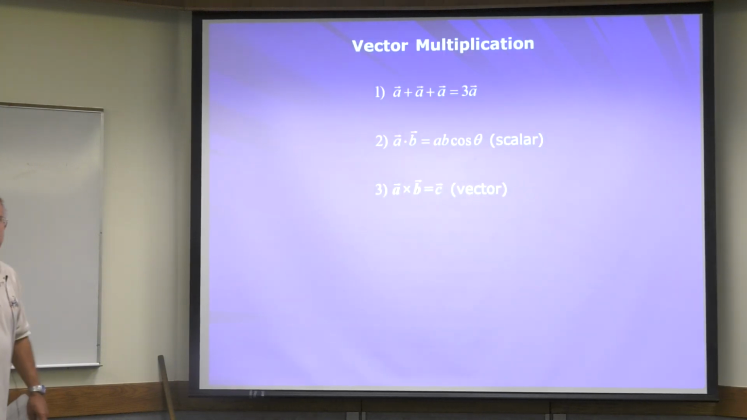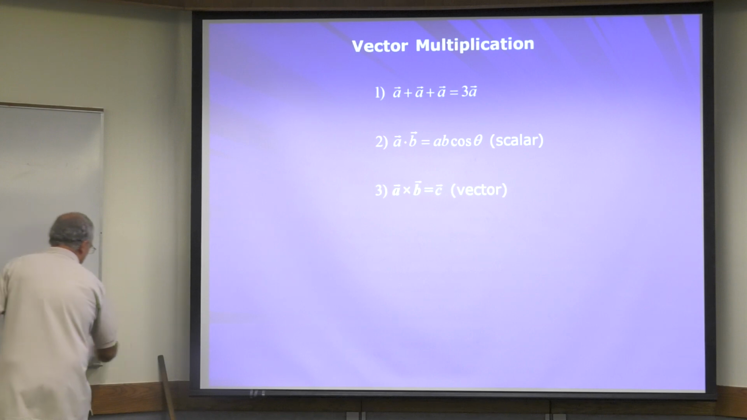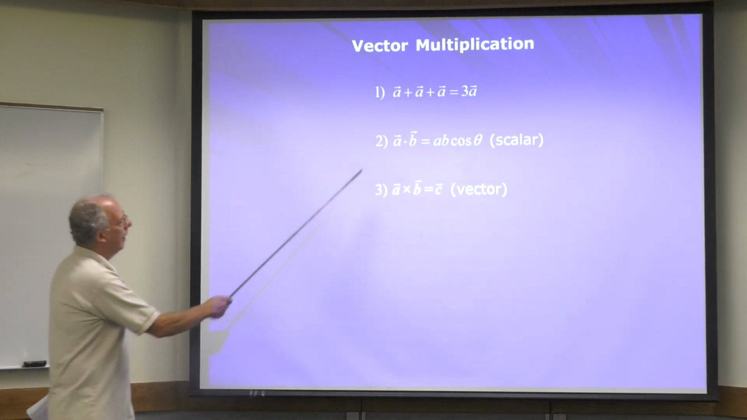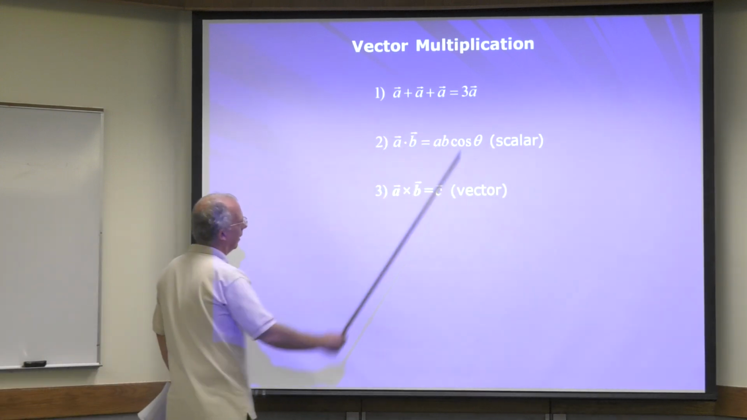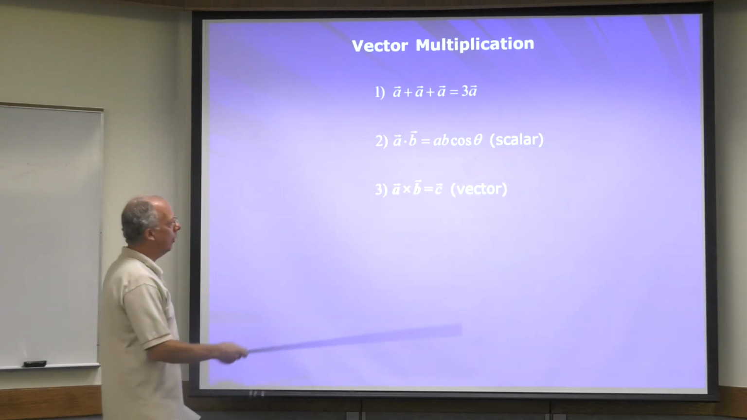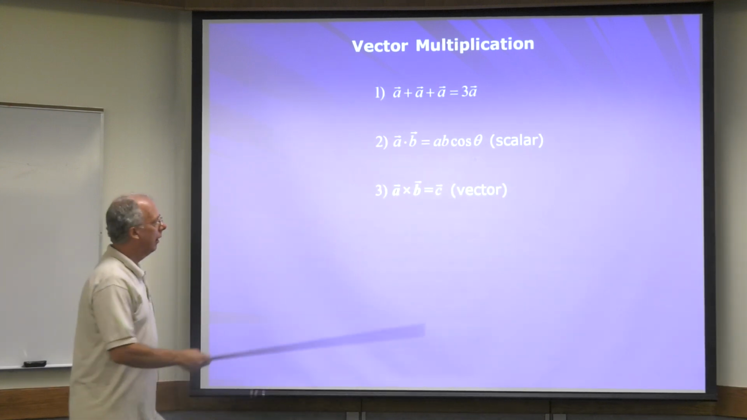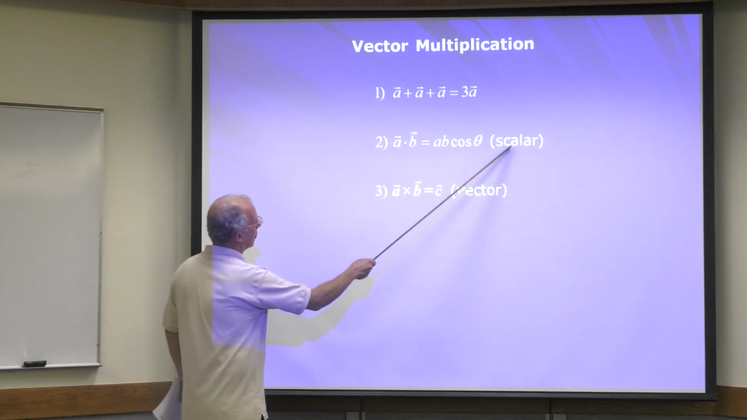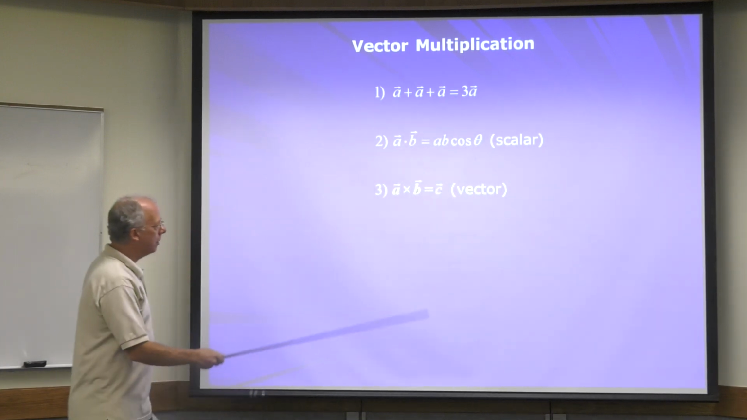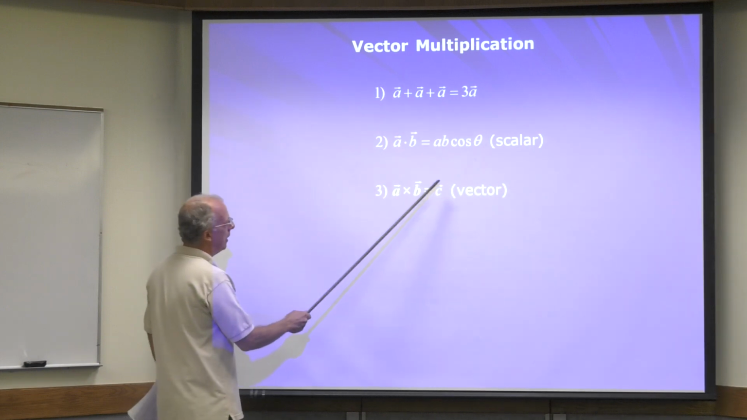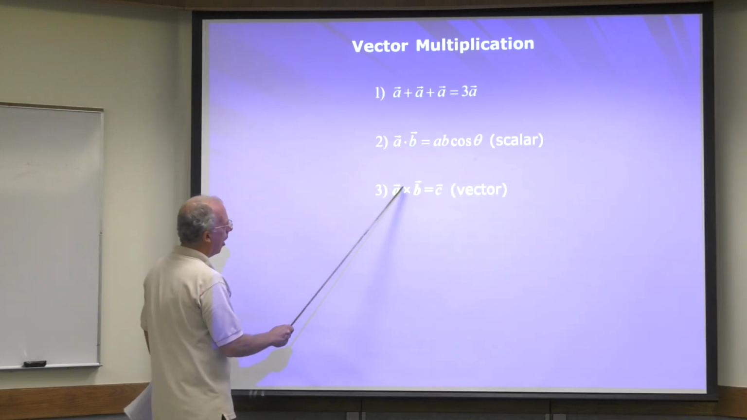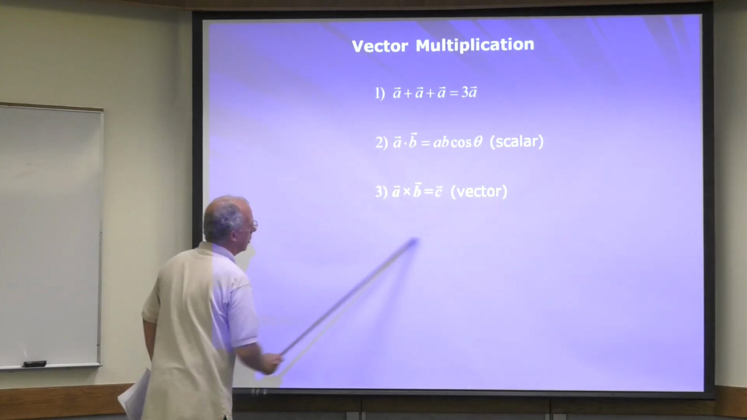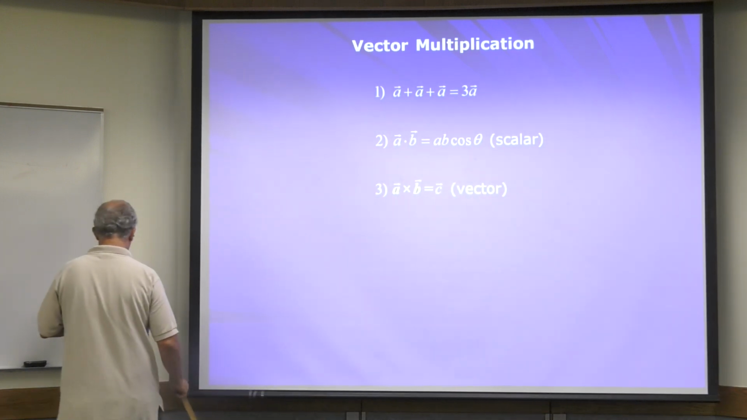So there are three ways of multiplying a vector. The first way is the easy way: A plus A plus A is 3A. The second way is what we did when we did work: A dot B is AB cos theta, and it's a scalar. What we're learning is this: A cross B equals C. So it's a vector cross product.